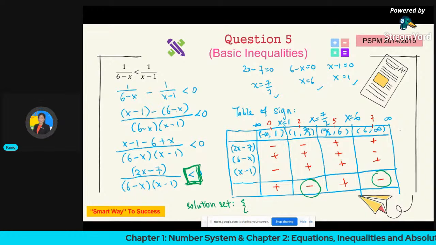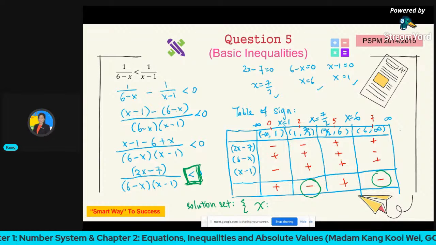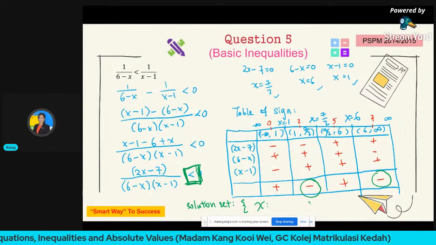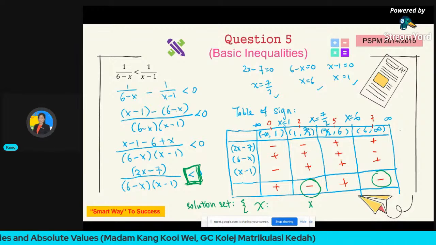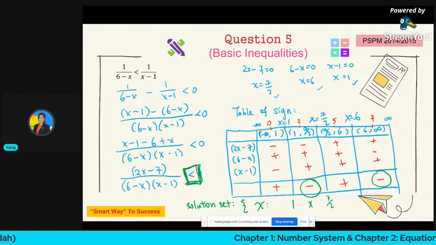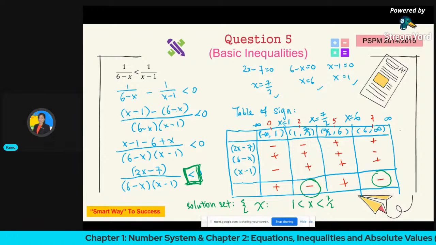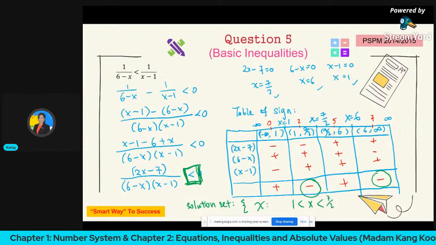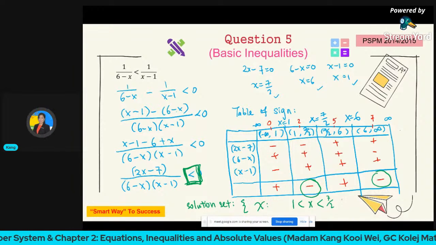So our solution set, you write down the answer in the solution set. The solution set must be in curly brackets: x, where x. Very easy to write down the solution set. Here you write down x at here. This one is 7 over 2. This one is 1. Then remember all the signs go to this side. Is there an equal sign or not? No. Okay, this part is done.